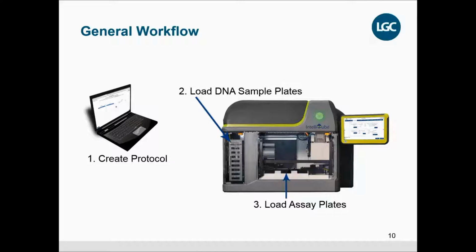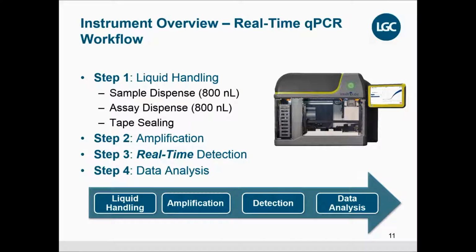DNA sample plates are prepared and loaded onto the system, which has a 10-plate capacity for sample plates. This can be DNA or RNA samples. It has 3 stations for loading your assay plates, which would contain your master mix and your primers and probes, and a touchscreen interface to start your protocols. After the protocols have run, you can then analyze the results again on your PC.